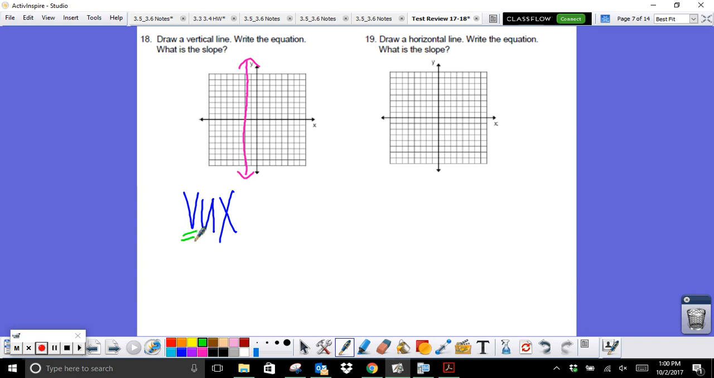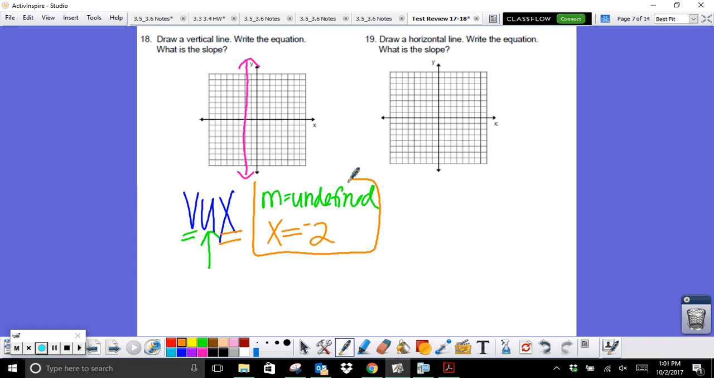So if it's a vertical line, that tells me the slope is going to be undefined. Okay, so here my slope is undefined. If I want the equation of this line, this x in VUX, that tells me it's going to be x equals. So x equals, and that's going through an x value of -2. So that would be my equation here. You need to know it's going to be x equals.